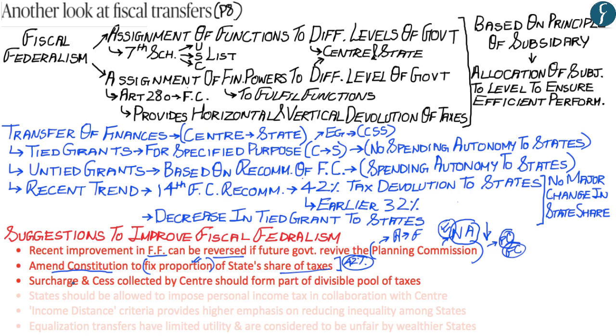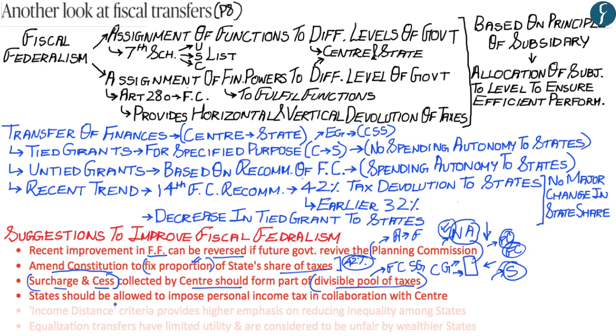Now, the third suggestion given by C. Rangarajan sir is that surcharges and cess which is collected by the central government should form part of the divisible pool of taxes. Now, what is currently being seen is that the central government imposes a lot of surcharges and cess, and the amount that is collected through these surcharges and cess is only provided to the central government, and it does not form the pool of taxes that can be given by the Finance Commission to the states. And therefore, what the author is recommending is that the surcharges and cess which is collected by the central government should form a divisible pool of taxes and should also be given by the Finance Commission to various state governments.